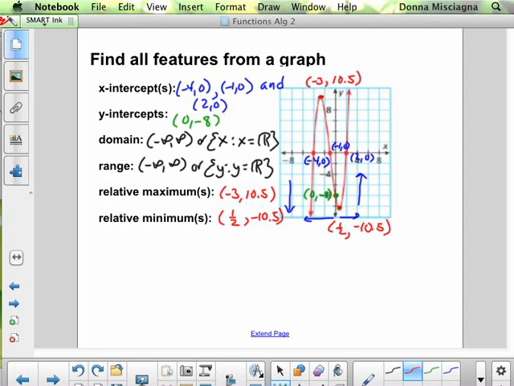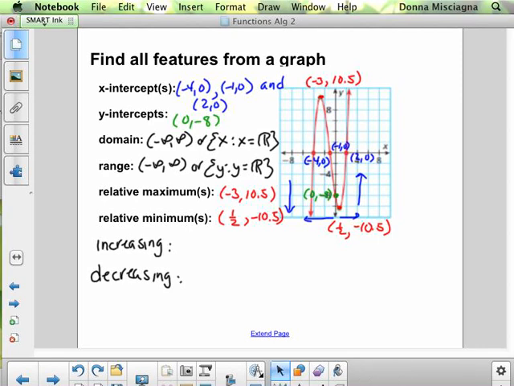All right, so now we want our increasing and decreasing. First, our function increases till it gets to there. And then it turns around and decreases. This would be the fun part of the roller coaster, at least to me. And then it turns around and it increases.